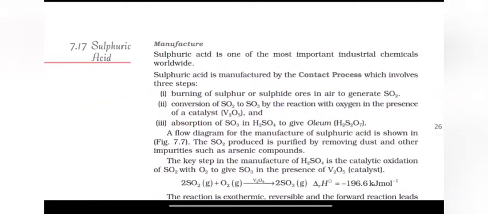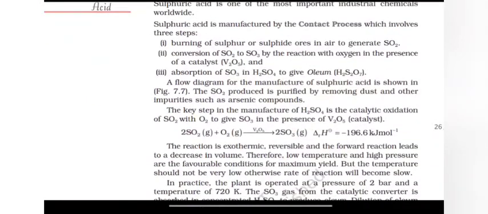Sulfuric acid manufacture. Sulfuric acid is one of the most important industrial chemicals worldwide. Sulfuric acid is manufactured by contact process, which involves three steps: burning of sulfur or sulfide ores in air to generate SO2, conversion of SO2 to SO3 by reaction with oxygen in the presence of a catalyst, and absorption of SO3 in H2SO4 to give oleum. A flow diagram for the manufacture of sulfuric acid is shown.